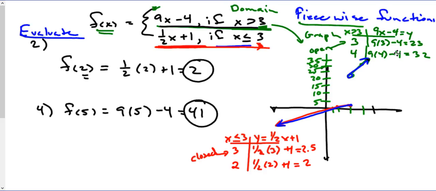So whatever you do when you evaluate different functions, the key thing is identify what functions you're going to use for the particular value by looking at the domain, and that will tell you what you need to do.